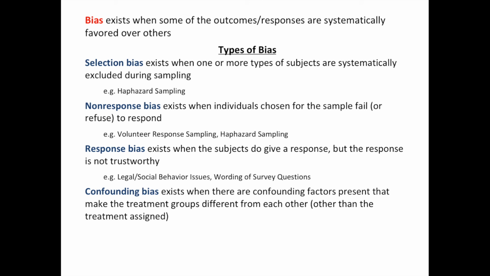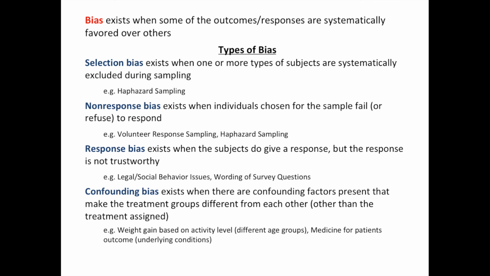And finally, there's confounding bias, which exists when there are confounding factors present that make the treatment groups different from each other other than the treatment assigned. And this typically happens during experimentation. So make sure you understand experiments and what treatment groups are if you're trying to understand this type of bias.